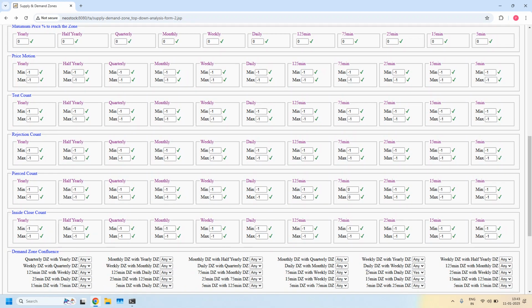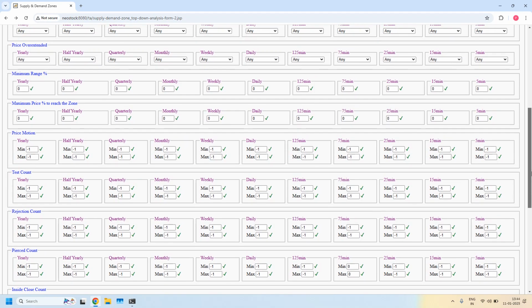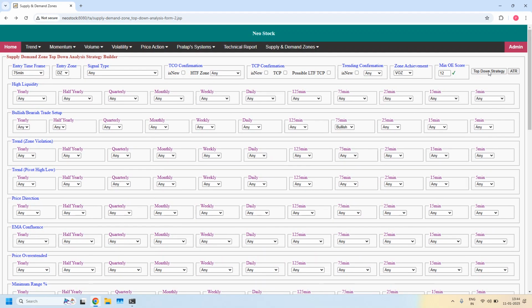First filter is already enabled, 75 minute zone with daily demand zone confluence. Second filter is 75 minute demand zone with weekly demand zone confluence. This is HTF confluence, LTF, HTF. Next, ITF, HTF confluence, daily demand zone with weekly demand zone confluence. With all the three filters, now we get LTF, ITF, HTF demand zone confluence filtered stocks.